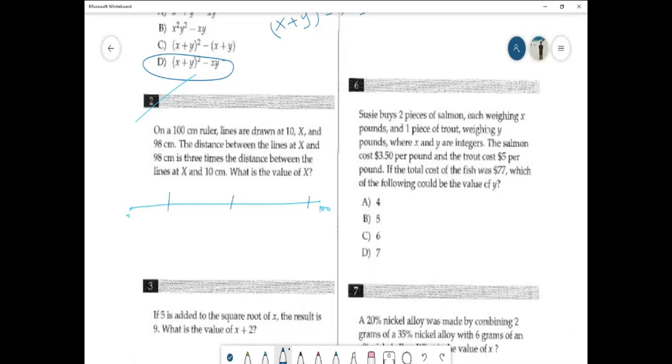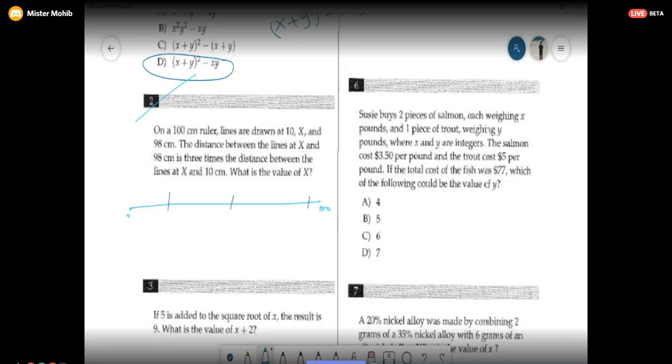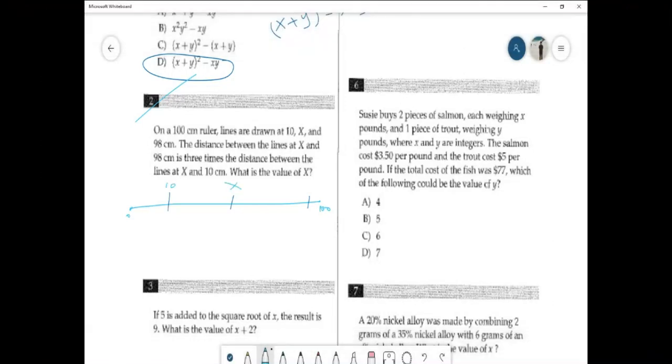The distance between the lines at x and 98, let's call this A, is 3 times the distance between the lines at x and 10. So this is 10. This is x. This is 98. Focus on this part. The distance between the lines at x and 98, so this distance is 3 times the distance between lines at x and 10. So if I call this A, this will be 3A, right?